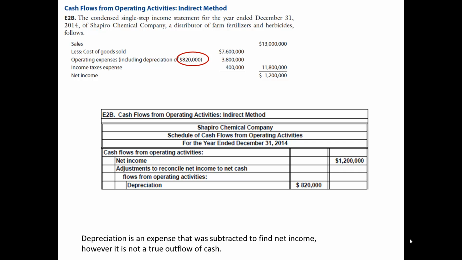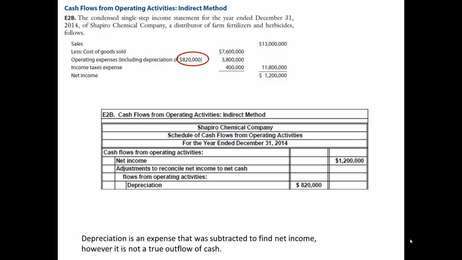And then the next thing we look at is, do we have any depreciation, amortization, or depletion? Because if you think about what depreciation is, it's an expense that was subtracted from your net income on the income statement. However, it's not truly an outflow of cash. We didn't spend cash. It was an allocation of cost. So we always add back in any depreciation or amortization or depletion. So in this case, we're going to add back in the $820 of depreciation.